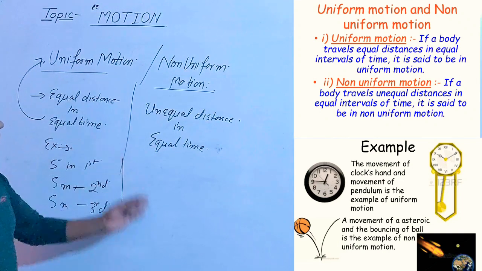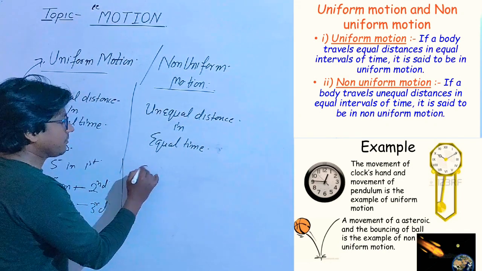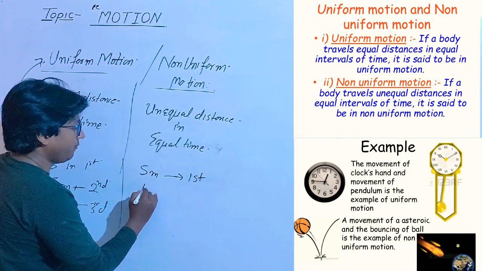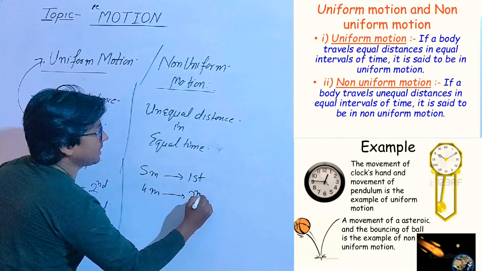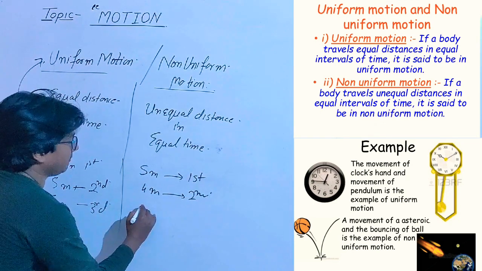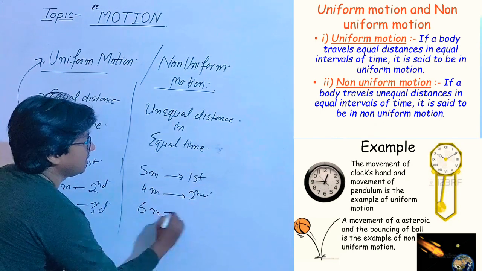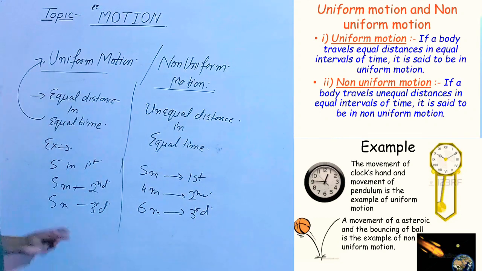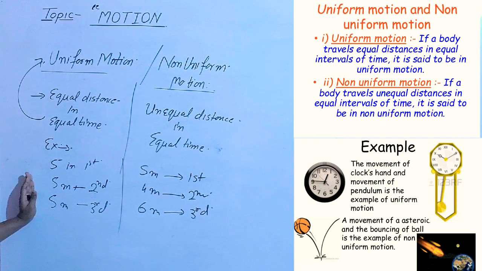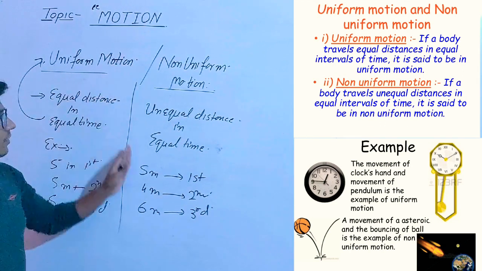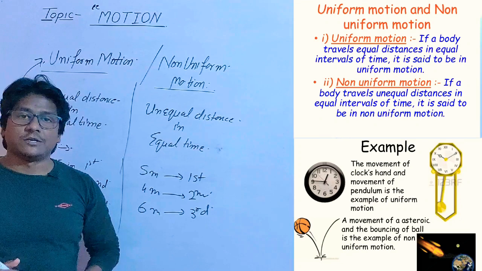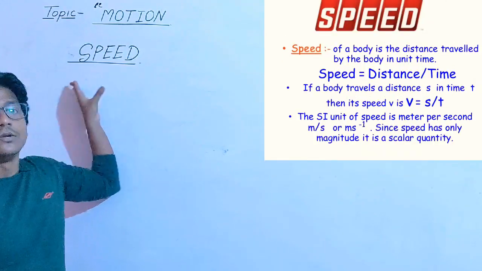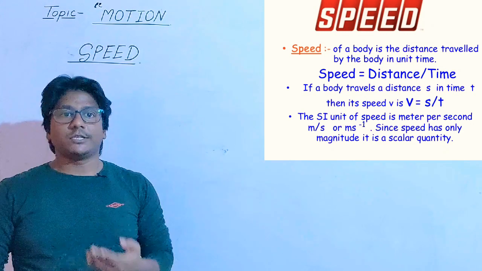But in the non-uniform motion, example is 5 meter in first second, 4 meter in second, and maybe it will be 6 meter in third second. So here you can see that this is example of uniform motion and it is the example of non-uniform motion. Next topic is speed. So by the definition, what is the speed?